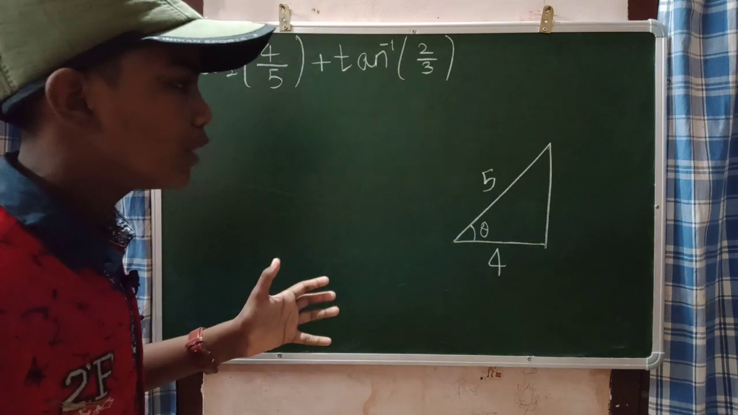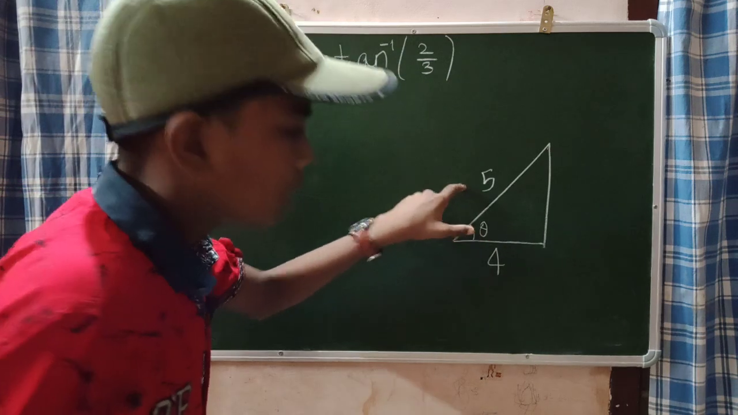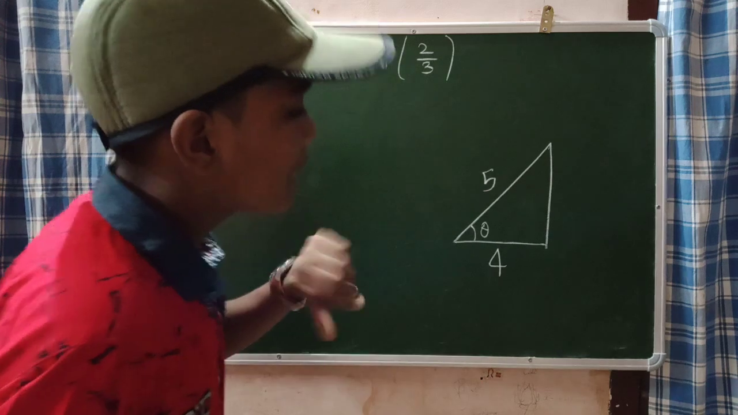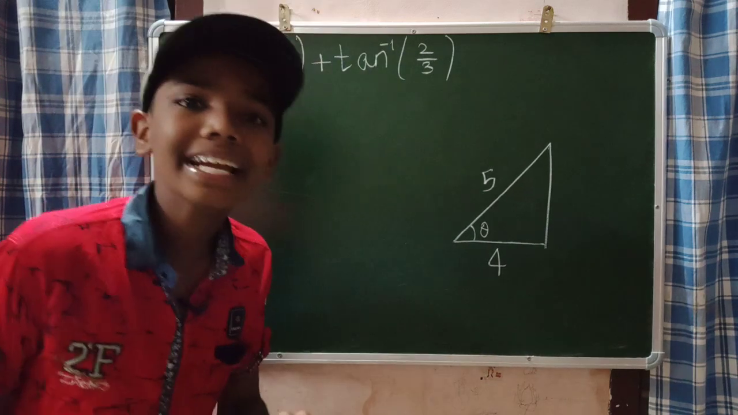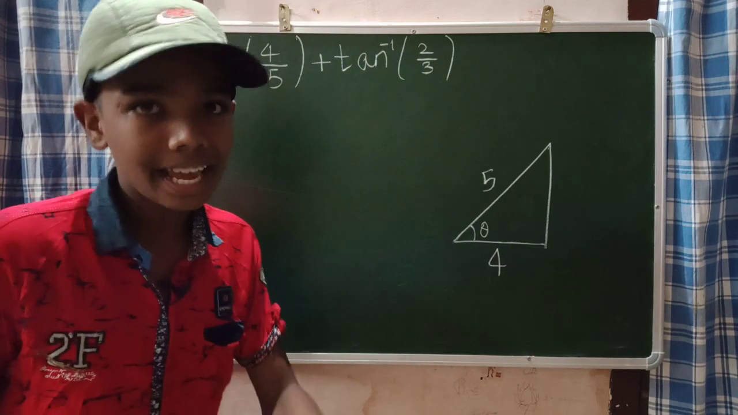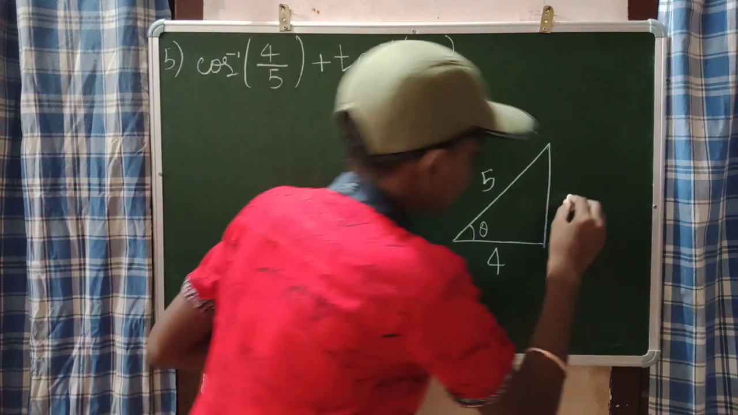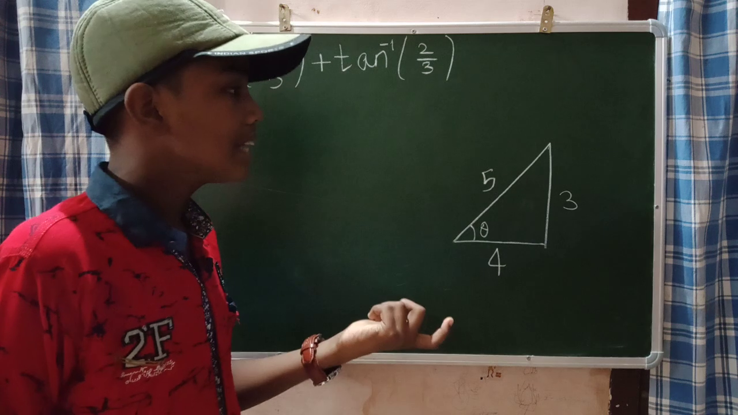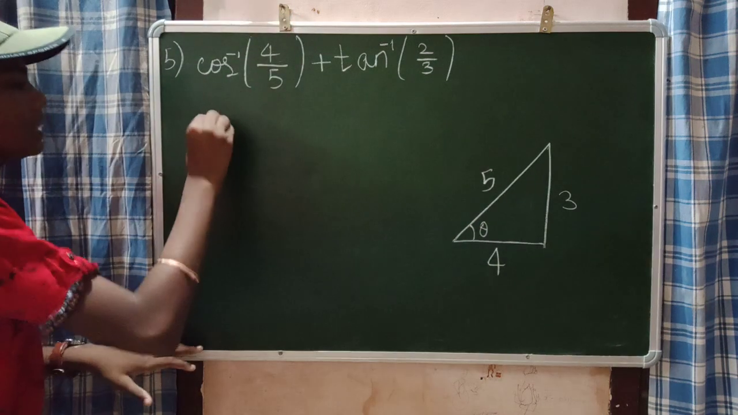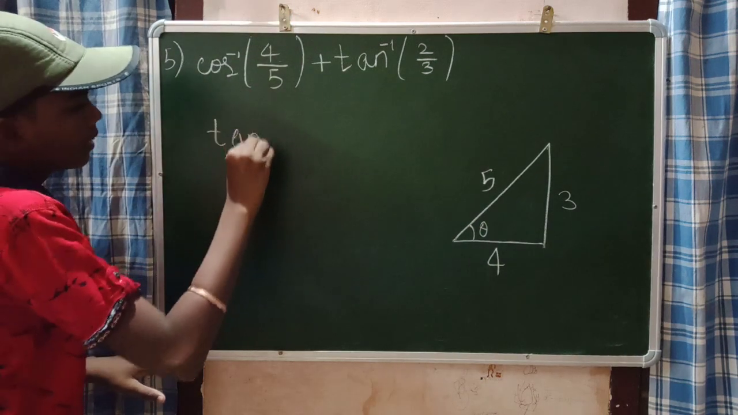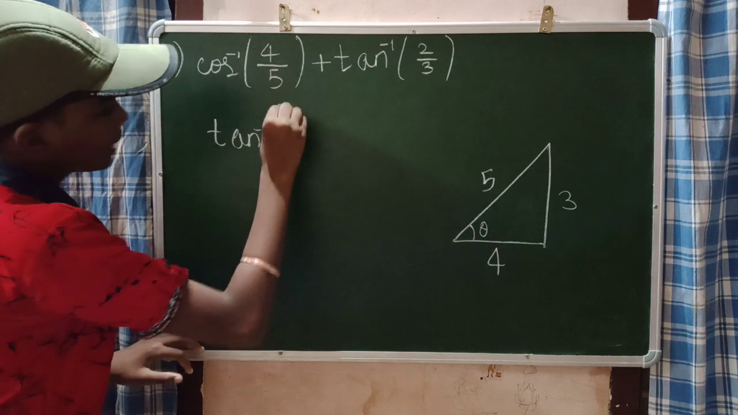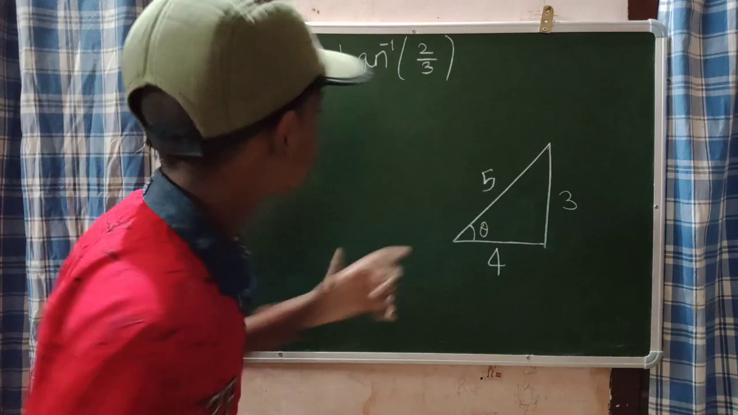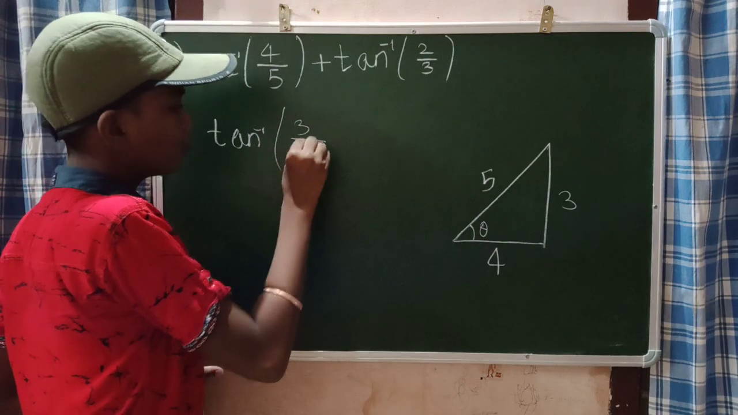Pythagoras theorem, how would you use it? So 5 square is 25. 25 minus 4 square is 25 minus 16. 25 minus 16 is 9. So root of 9 will be 3. By the Pythagoras theorem, your opposite will be 3. If your opposite is 3, then what will be your tan theta? That will be opposite by adjacent, which is 3 by 4.